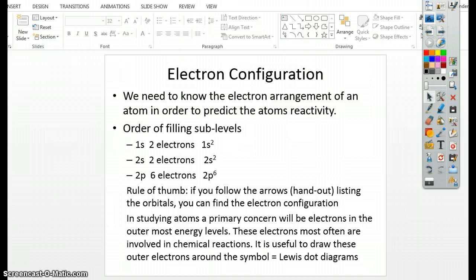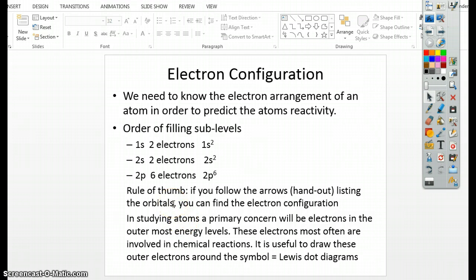So you would start at 1s2, 2s2, 2p6, 3s2, 3p6, 4s2. You just follow the arrow diagram. These superscript numbers are referring to electrons. I'm going to show you some examples of these. This may be kind of confusing right now, but I'm going to show you some examples. But when you're doing electron configurations, you need to follow the arrow diagram listing the orbitals. And if you do that, you'll be okay.